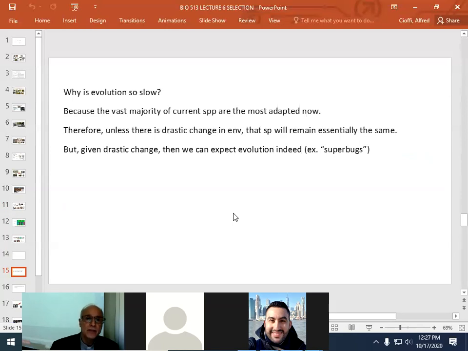So unless there's drastic change in the environment, typically in the climate, but it could also be something like volcanoes or other cataclysmic events, then the population species stays more or less the same. Even though there is a replacement that is going on, and we can say that every species is going toward extinction sooner or later, all right? Given drastic change, then we will see extinction.